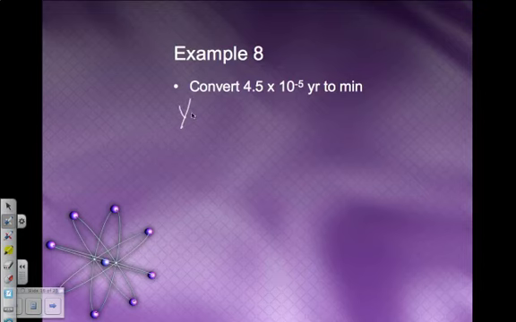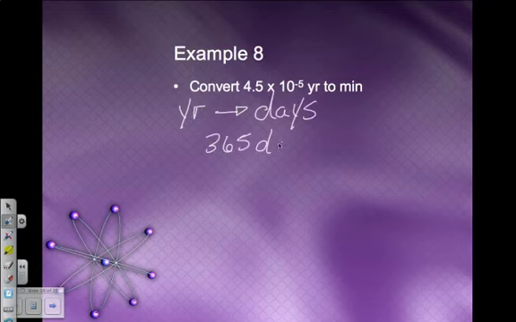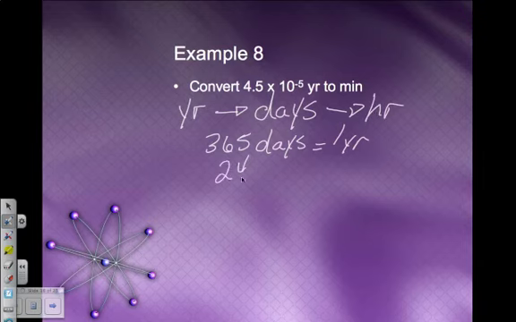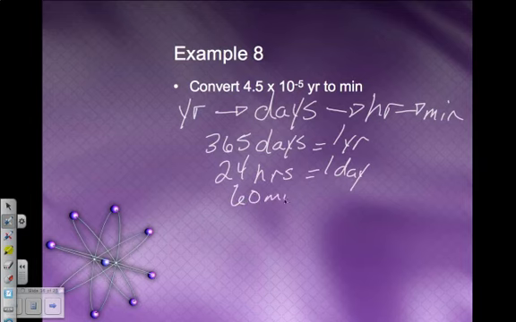So I'm starting with years. The next unit down that I know would be days, because there are 365 days in 1 year, I believe. Then the next unit down from that would be hours. I know that there are 24 hours in 1 day. Okay, so now I'm in hours. I can go to minutes because I know that there are 60 minutes in 1 hour. So it's a 3-stepper. Don't freak out.